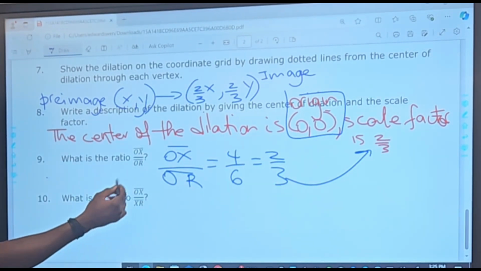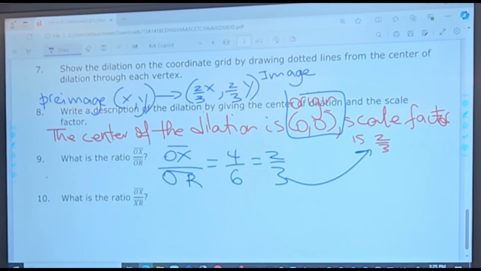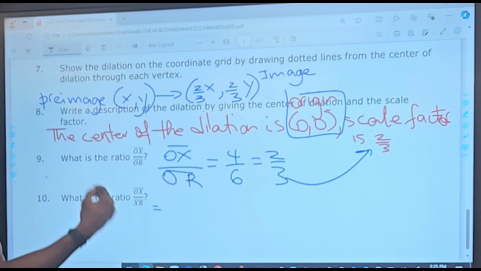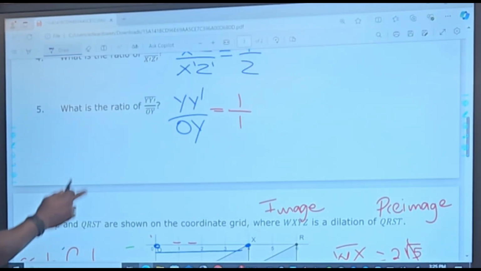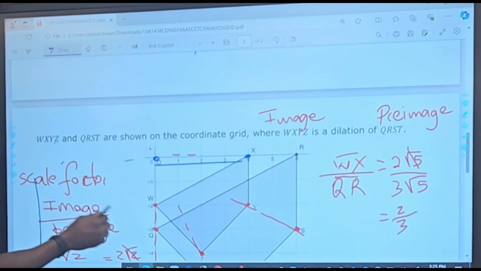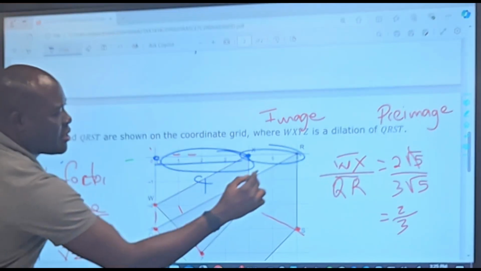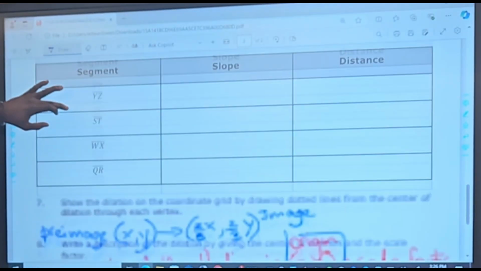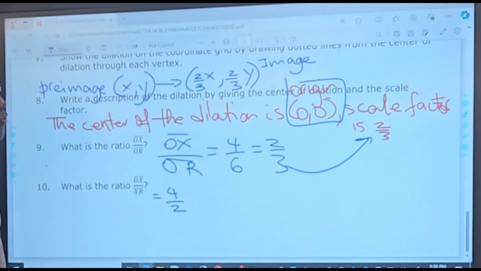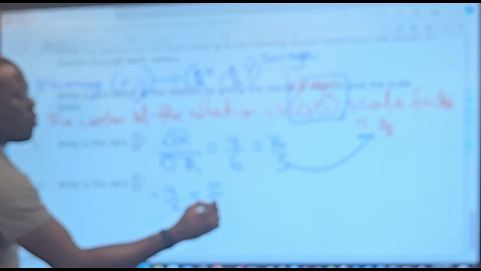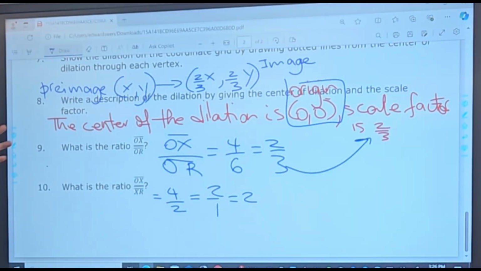What about this one though? OX to XR. Anybody? What's the value for OX? We got 4. But if you go to XR, you're going to get 2. This distance here is 2. So this one is 4, we saw that already. This one is 2. So let us put them on here. This is 4 over 2. Can we break it down? 2 over 1, which is 2. So basically that is what I wanted for the homework.